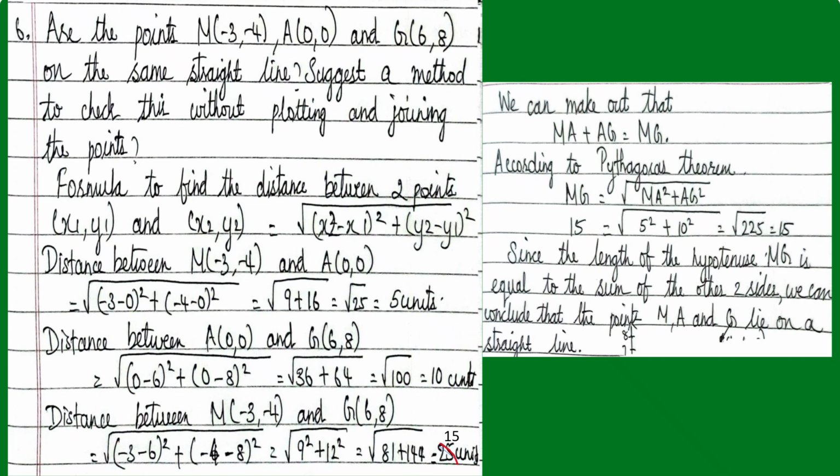Now, the length of the hypotenuse is equal to the sum of the other two sides. So we can make out that the points M, A and G lie on a straight line. Only then will the sum of the lengths of the two sides be equal to the distance between the two endpoints, like MA plus AG. A is the point which lies on the straight line with M and G as the endpoints. Since MA plus AG is equal to MG, we can say that M, A and G lie on a straight line.